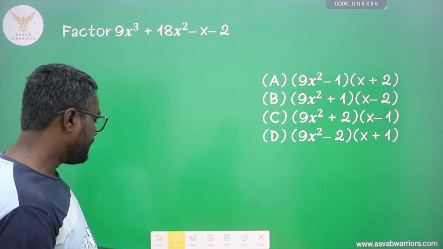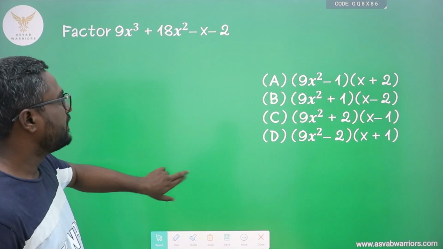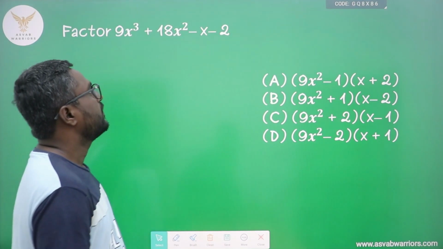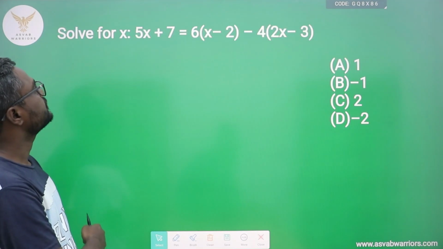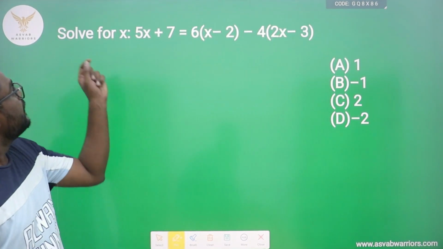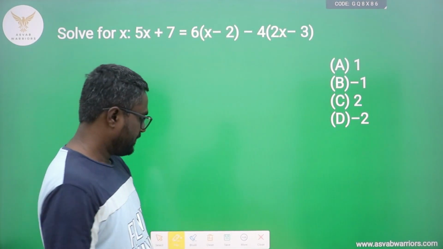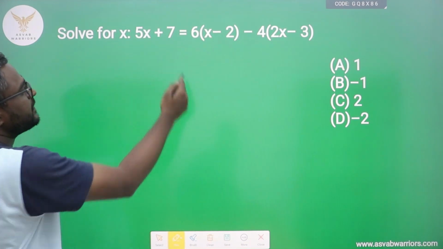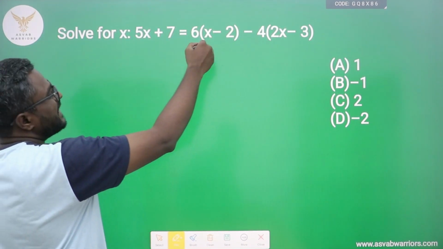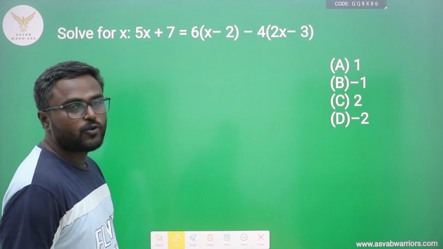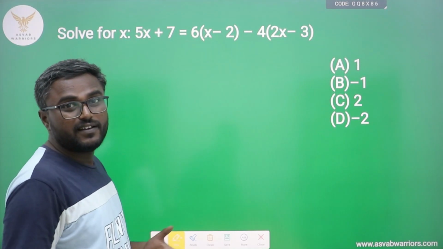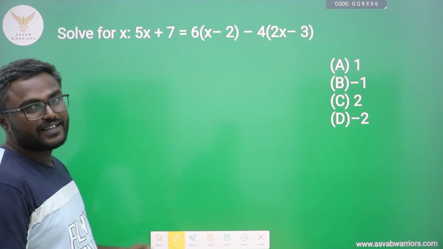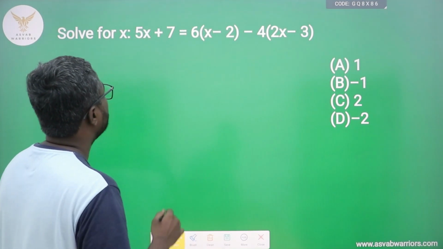With that knowledge, let's move on to the next question. The next question says: solve for x. 5x plus 7 is equal to 6 times x minus 2 minus 4 times 2x minus 3. Oh my god, such a big equation to solve. So the first thing, always solve it step by step.